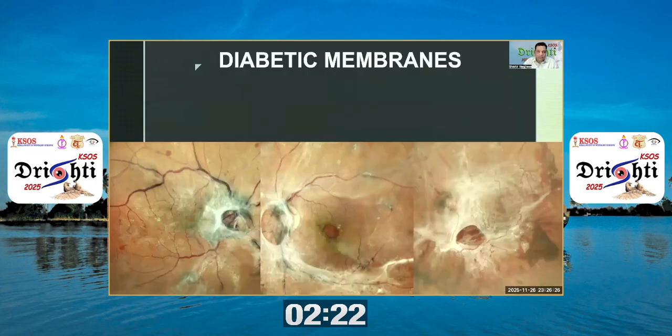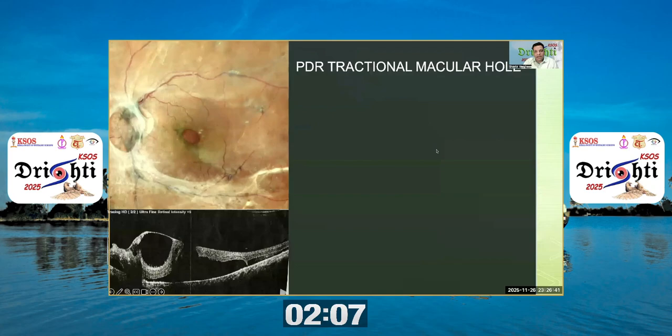I'll just briefly touch upon other membranes which we see in proliferative diabetic retinopathy, which can range from focal membranes to quite extensive, even extending beyond the posterior pole, as you see in some of these cases. We can have a tractional macular hole in diabetics where the membrane is pulling one lip of the hole open like that, along with some subretinal fluid like what you see here. So this is a PDR tractional macular hole.